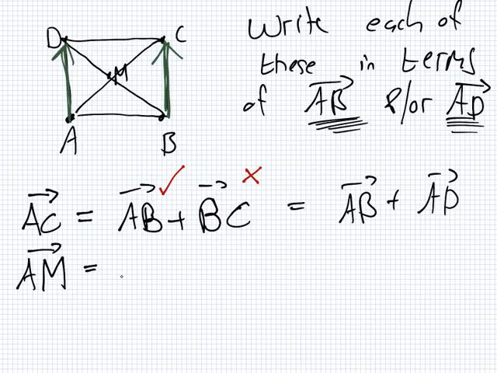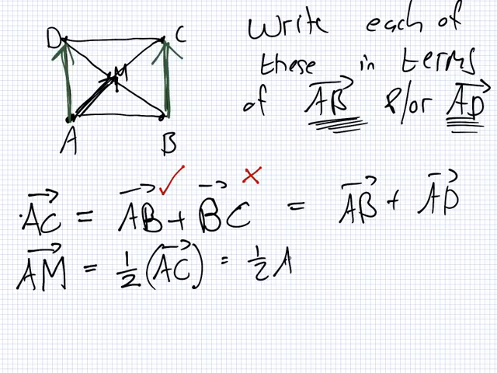Well, AM, that would be a half AB, AC. Oh, no, but you can't use AC. I know, so I'm not finished yet. It's half of AC. But AC, we already know from the previous part. It's a half AB plus a half AD, because that's what we got previously for AC.